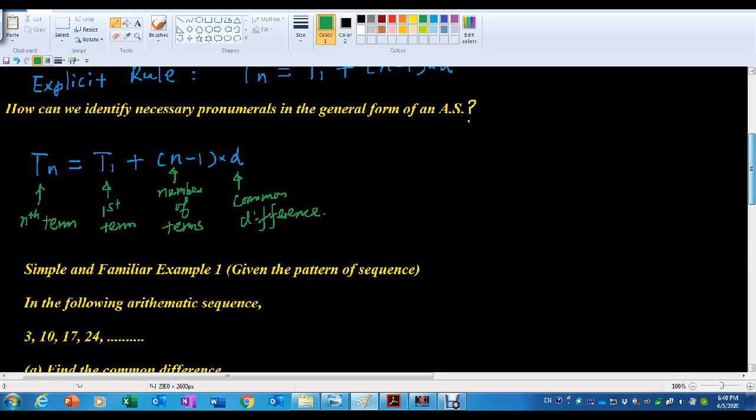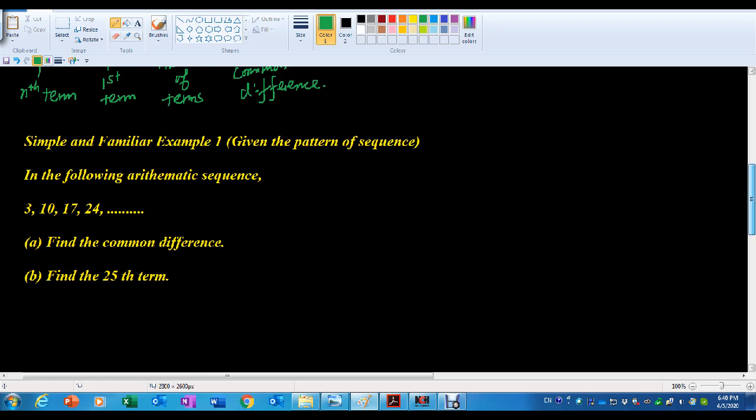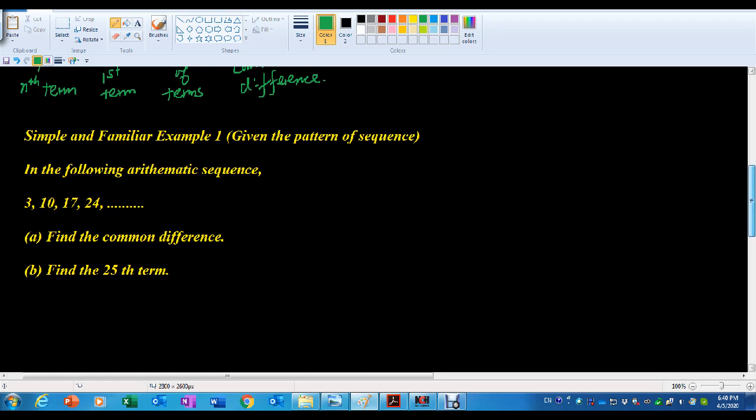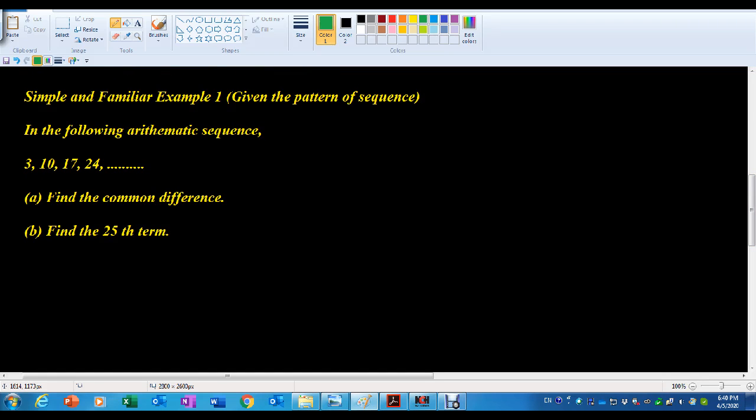Let's do some simple examples. These examples will be very simple and basic, and familiar if you see them in the examination. For example 1, we give you a pattern: 3, 10, 17, 24. Question A is to find the common difference. You might pause the video now and take 1 minute to see if you can find the common difference. And B, can you find the 25th term?